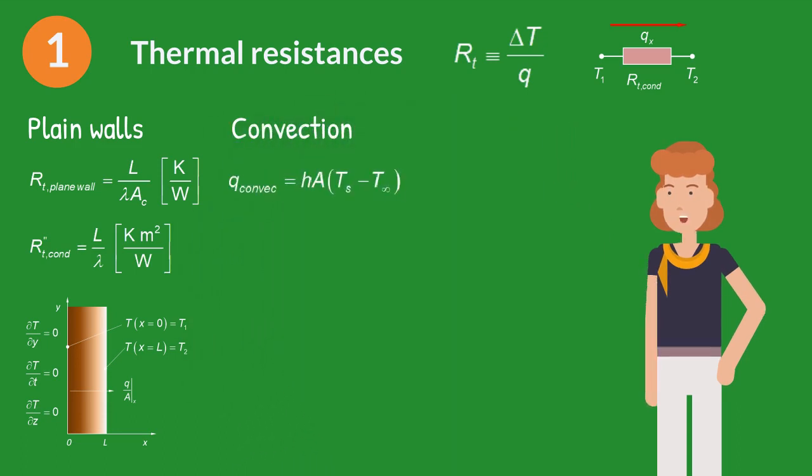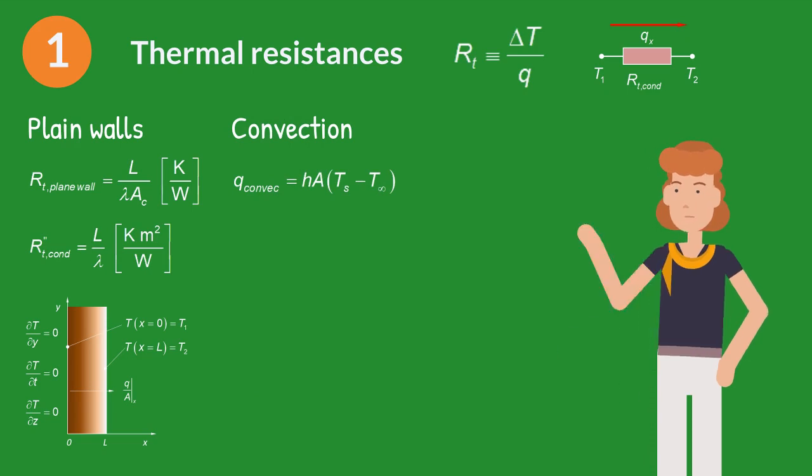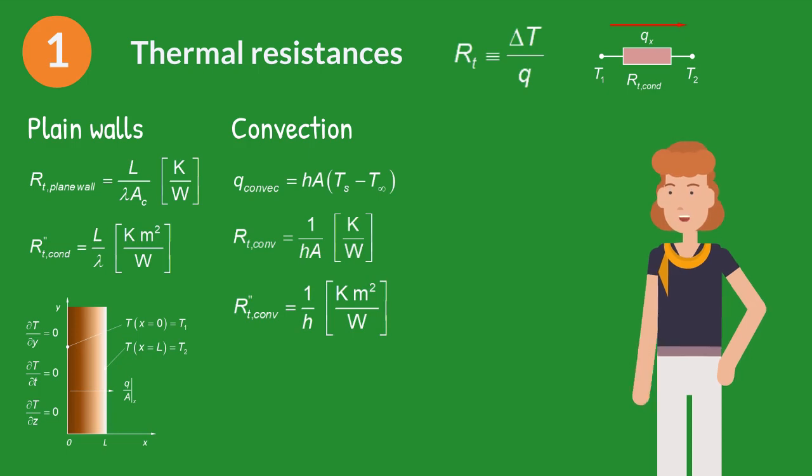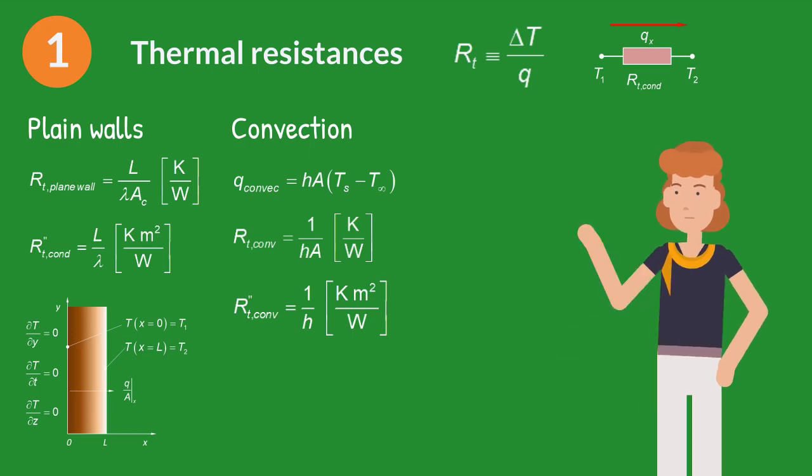Applying the Newton law in the surface of contact between a solid and a fluid, the thermal resistance is the inverse of the product of the convection coefficient times the surface area. The specific thermal resistance is defined per unit of contact surface area.